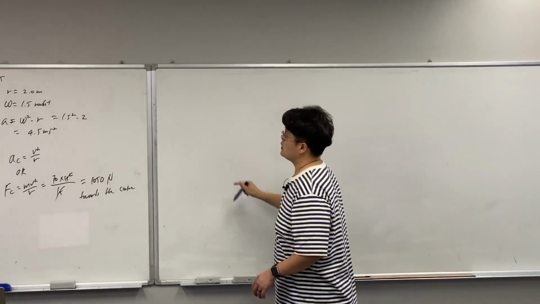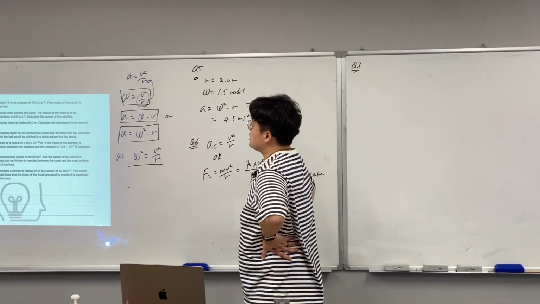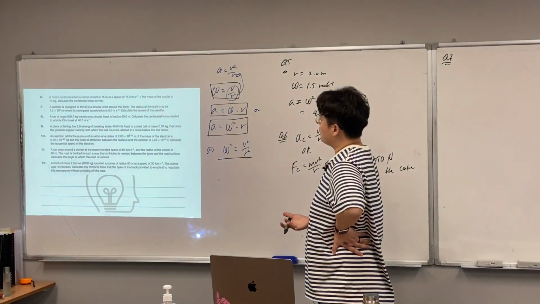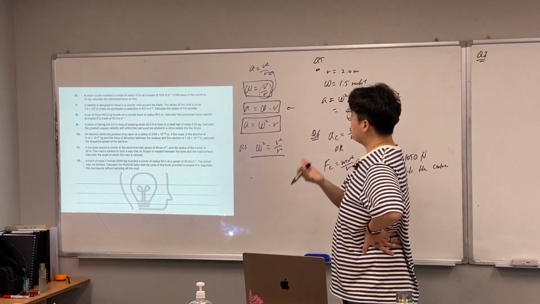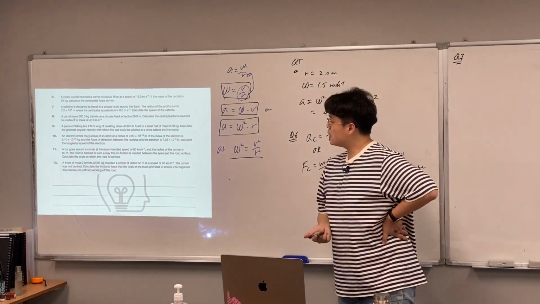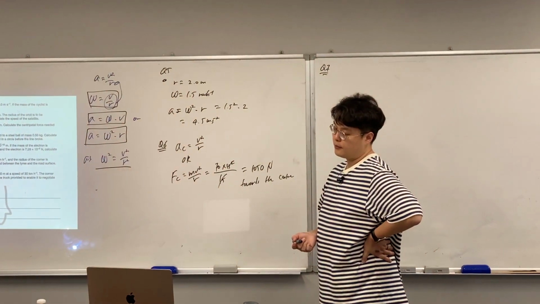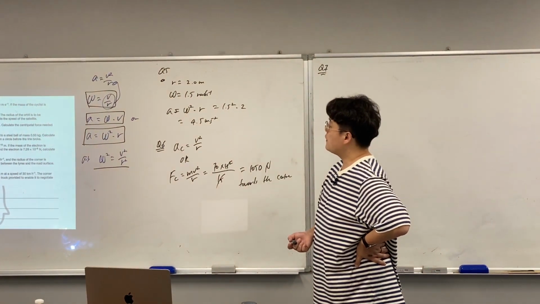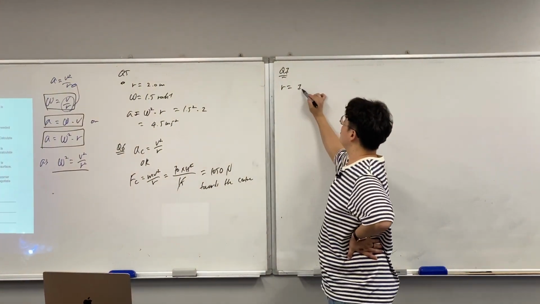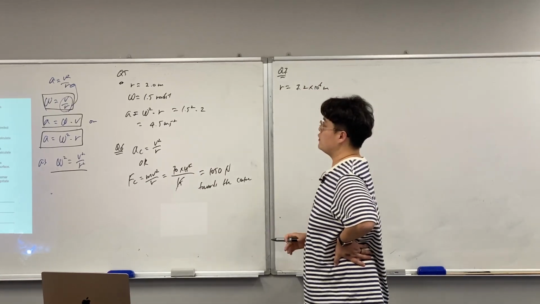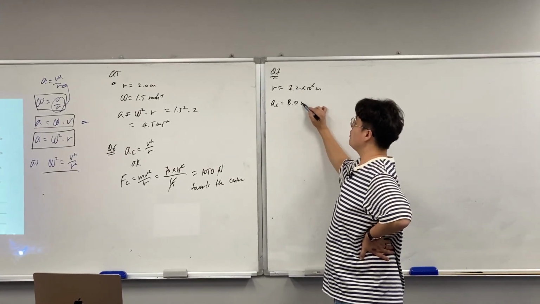Okay, next one, question 7. A satellite is designed to travel in a circular orbit around Earth. The radius of the orbit is to be 7.2 times 10 to the power 6 meters, where its centripetal acceleration is 8 meters per second squared. Calculate the speed of the satellite. So let's write it down. What we have given: the radius r is 7.2 times 10 to the power 6 meters. We are also given the centripetal acceleration, a_c, that's 8.0 meters per second squared.